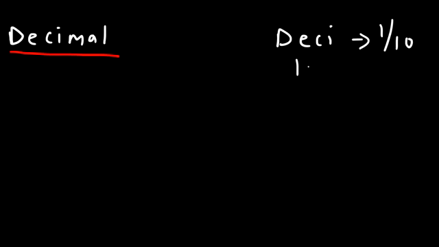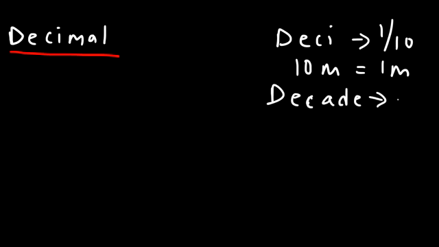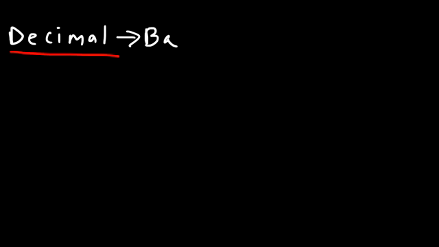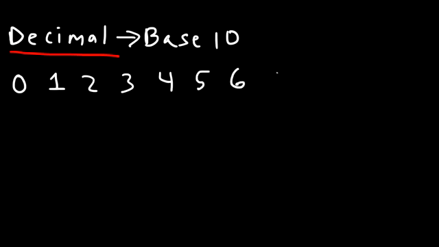For example, there's 10 decimeters in 1 meter. I also think of the word decade. A decade corresponds to 10 years. And so deci is associated with 10. And in fact, the decimal number system is a base 10 system. And so what this means is that there's 10 different numbers in the decimal system: 0, 1, 2, 3, 4, 5, 6, 7, 8, and 9. So that's a total of 10 numbers.